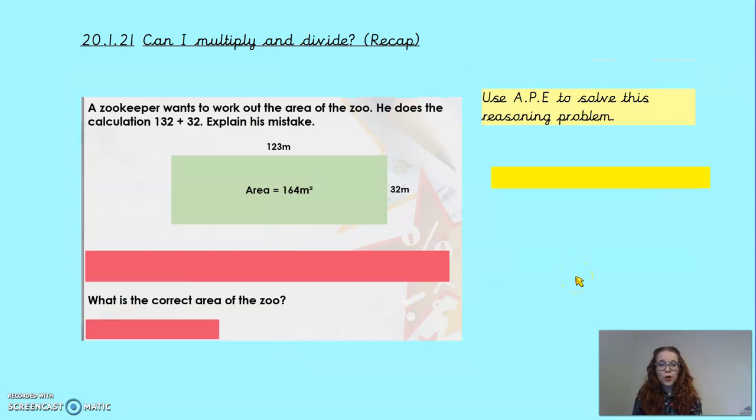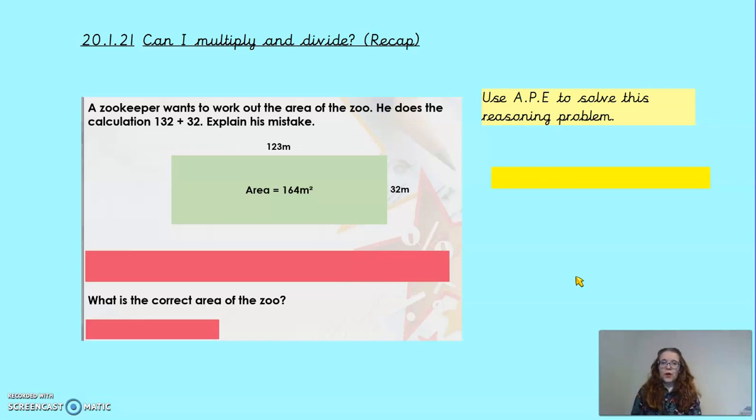Okay, here is a word problem for you to have a go at. A zookeeper wants to work out the area of the zoo. He does the calculation 132 plus 32. Explain his mistake. Now, I will give you a top tip here. He's made two mistakes. See if you can spot them both and work out what the correct area of the zoo is. Pause me here and have a go.